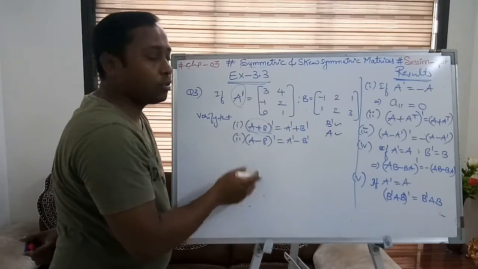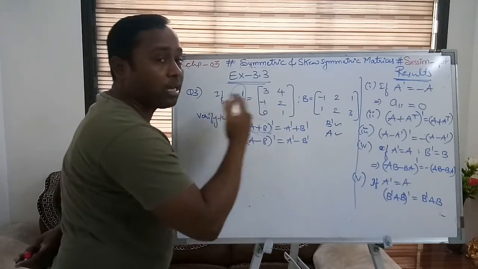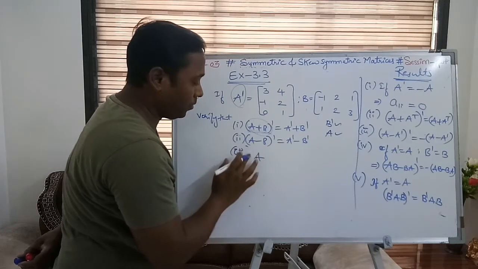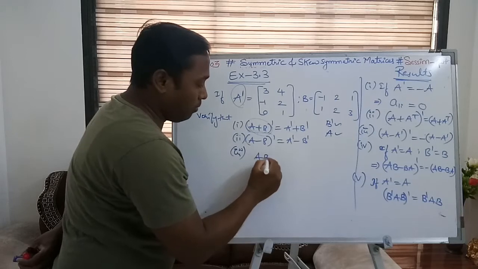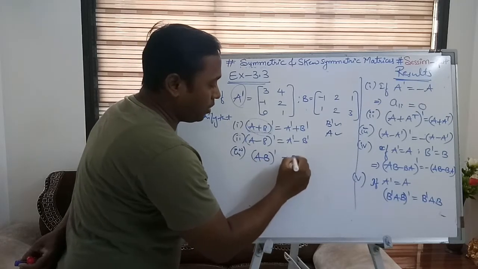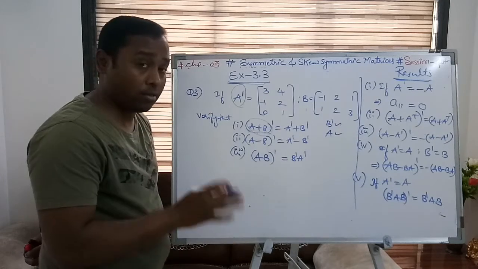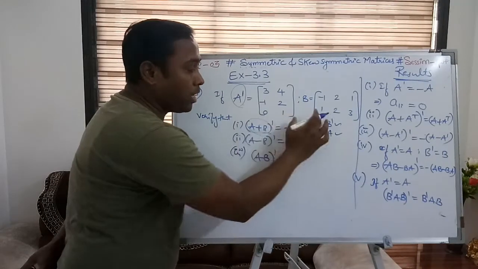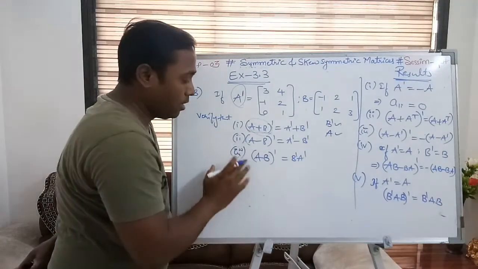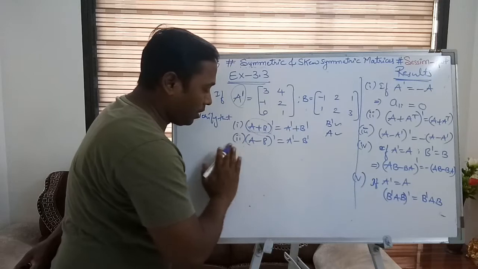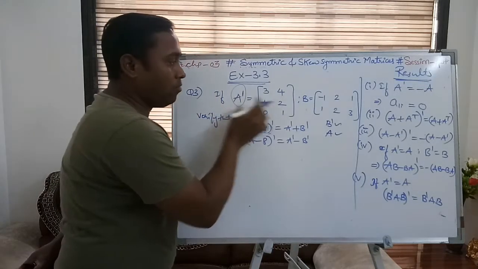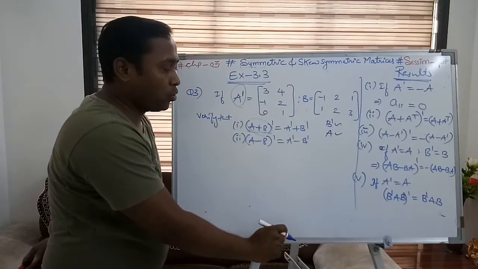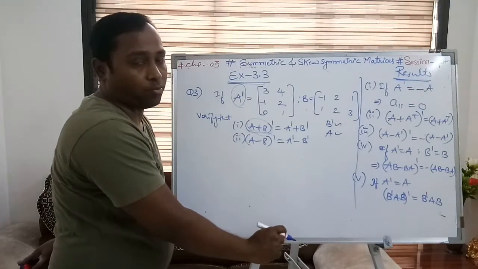I may also add so many parts in the same question. I may also ask to verify that AB whole transpose is equal to B transpose into A transpose. But before asking this question, I must ensure that their product is possible or not. So simply what they are asking is that one or two matrices will be given to you and they will ask to verify the properties of transpose.